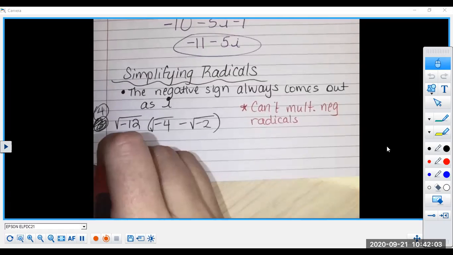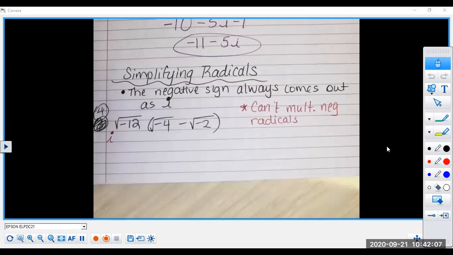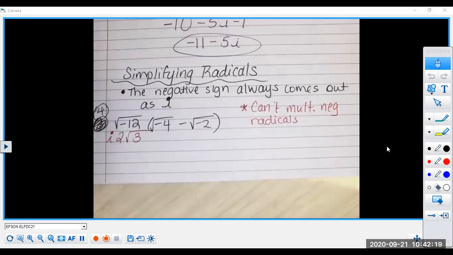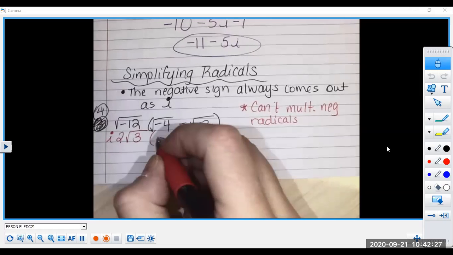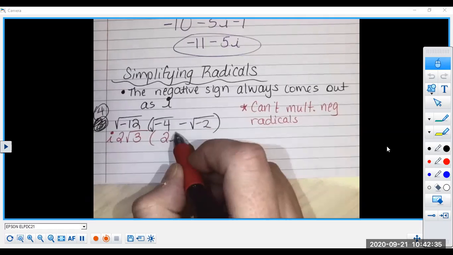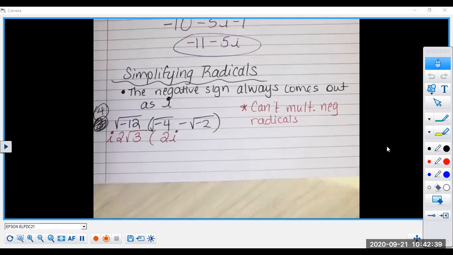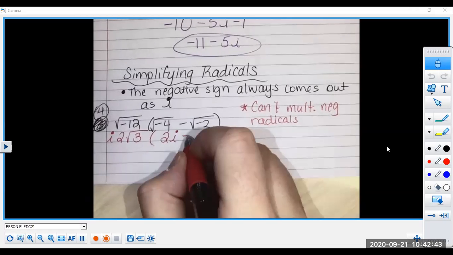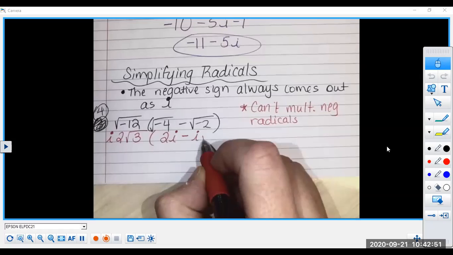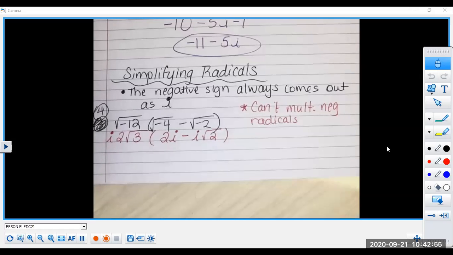The negative part is going to come out as i. Can anybody tell me how root 12 breaks down in simplest radical form? Two root 3. Do y'all remember that? And the i's outside with 2. What will root negative 4 become? Two i. Negative comes out as i. Square root of 4 is 2. And then you can't simplify the square root of 2, but you can bring out the negative as i, but it's left as root 2. Are y'all okay with that? Does everybody understand where all that came from?